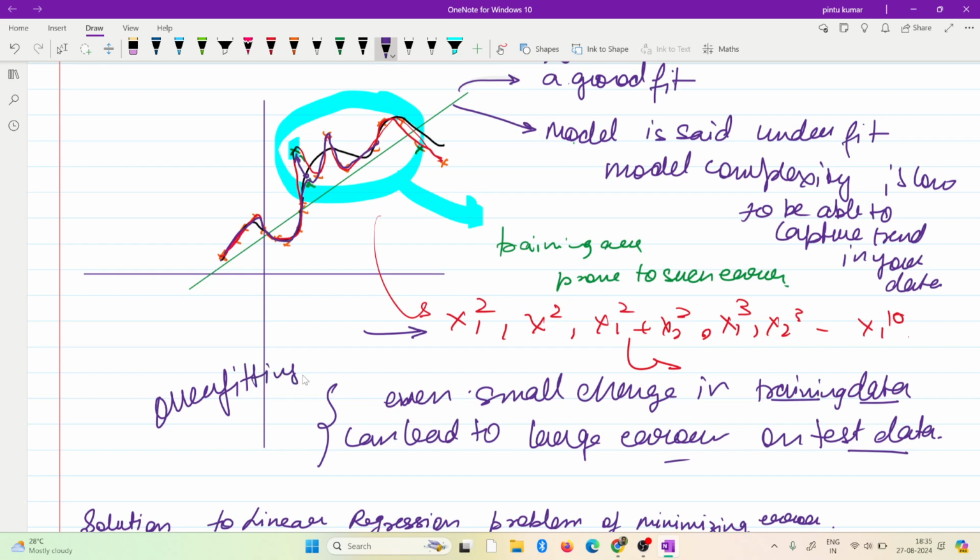So when you choose too complex a model, you will overfit. When you choose a very less complex model, something like linear model, then you might underfit.